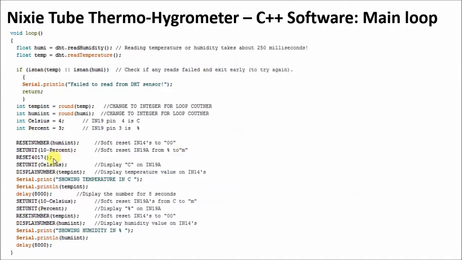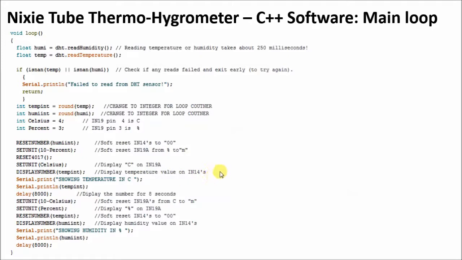We do a reset 1417, in case these functions have some issue with synchronization, so you are sure that now all the tubes are at zero. Then we set the unit to Celsius. So this function actually sets the IN19A tube to the fourth symbol in this unit's tube, and you will show Celsius on the IN19A. We do a display number temp int, which is the temperature. So we display the temperature on the IN14.